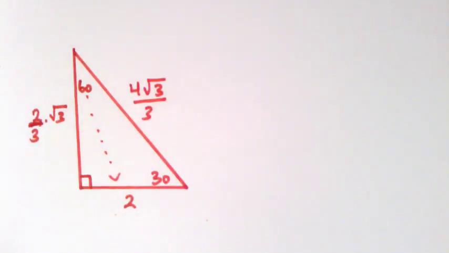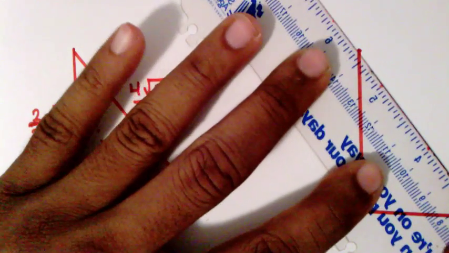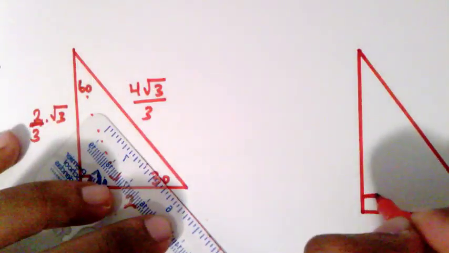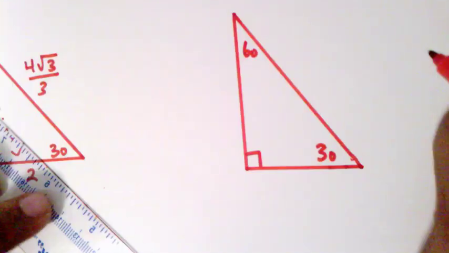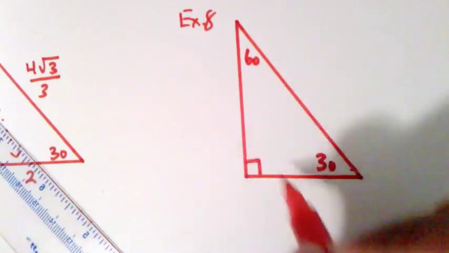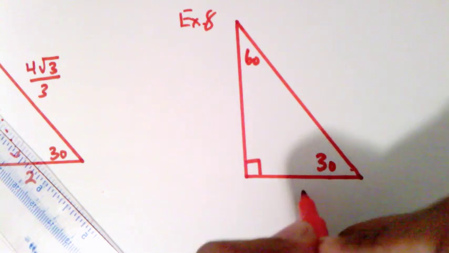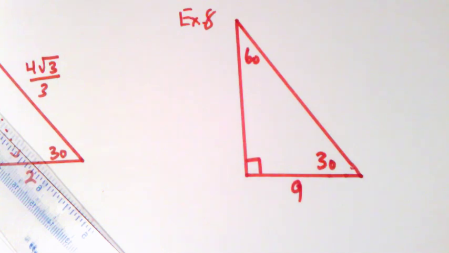Let me do one final example. Let me just draw it. Here we go. Here's a 30, 60, 90 example. This will be example 8. So I'm going to give myself the side opposite 60 degrees. I'm going to give myself a 9, just to make the numbers work out a little bit nicer this time.